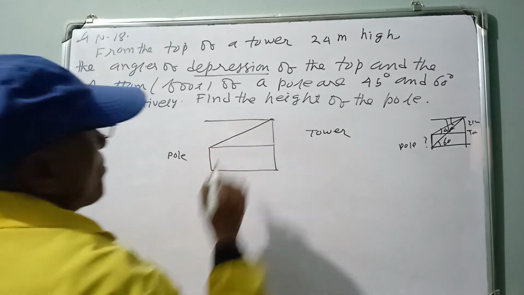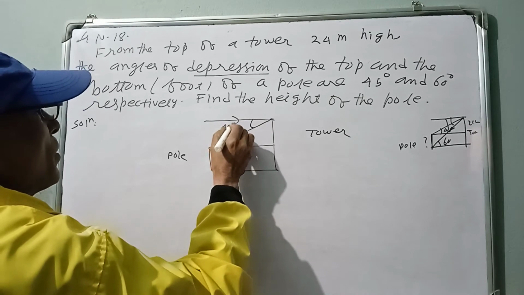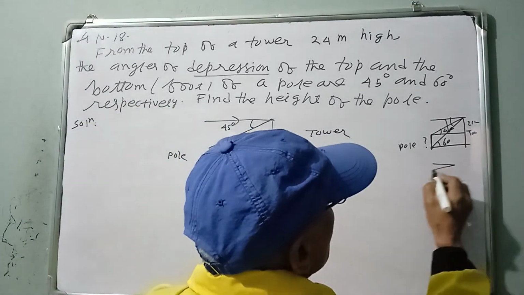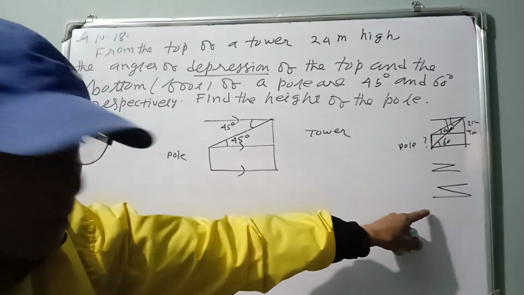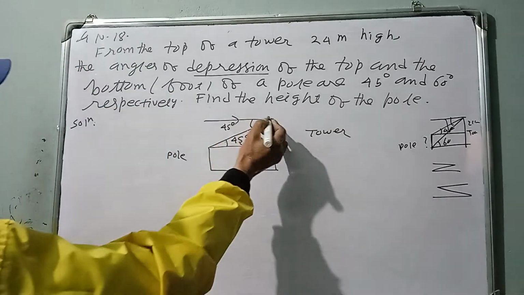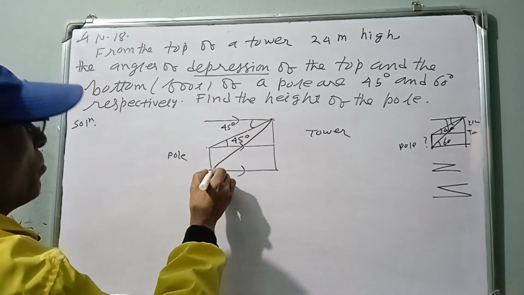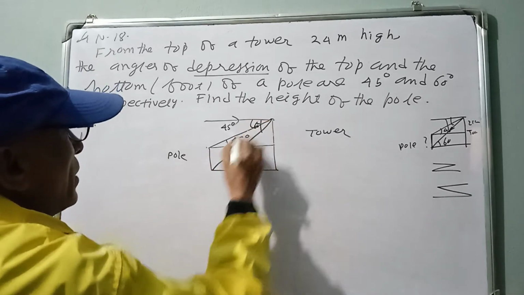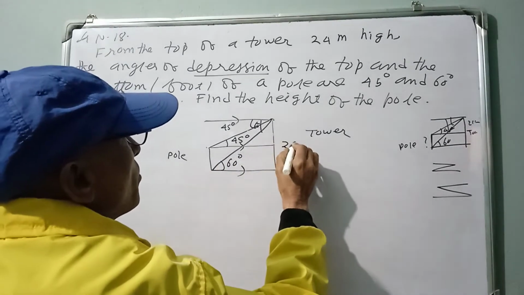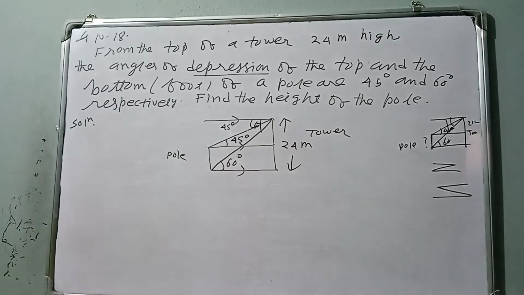There is a line parallel to the ground, all are parallel. This angle is 45 degree, this angle is also 45 degree because the alternate angles, opposite z, reverse z, alternate angles are equal. From the top to top, angle of depression 45, from top to bottom is 60 degree. This is also 60 degree. The tower is 24 meter high, and you have to find the height of the pole.